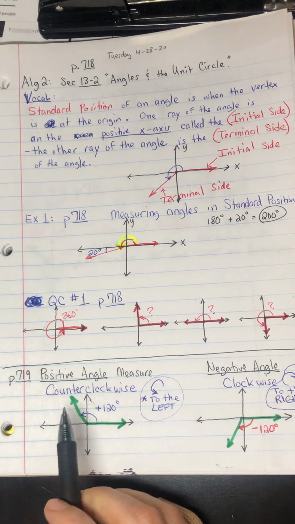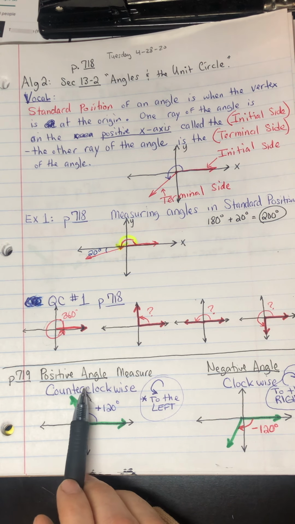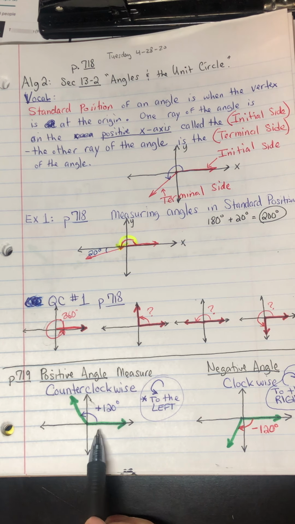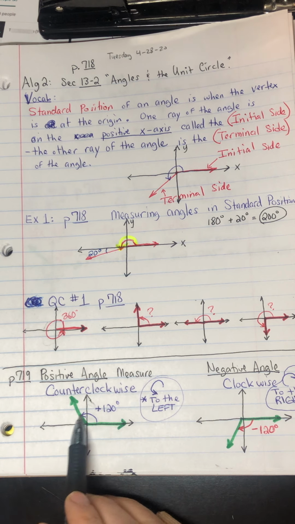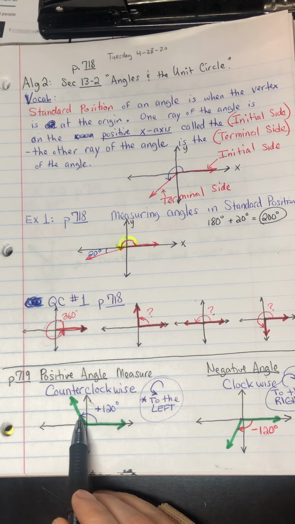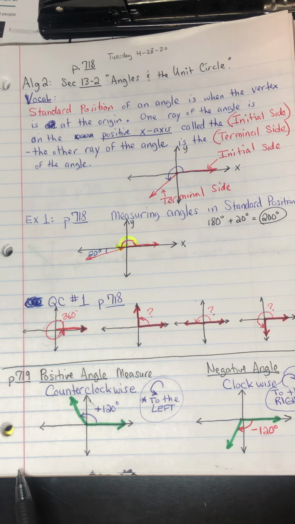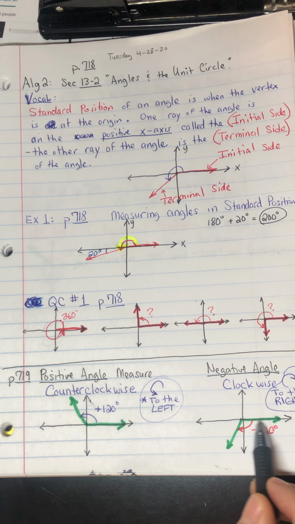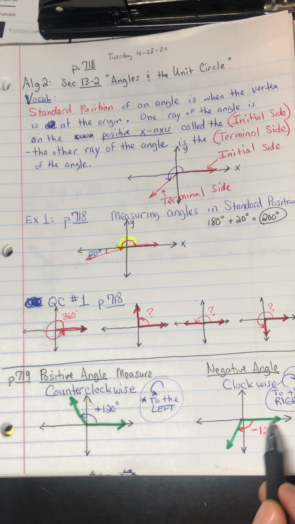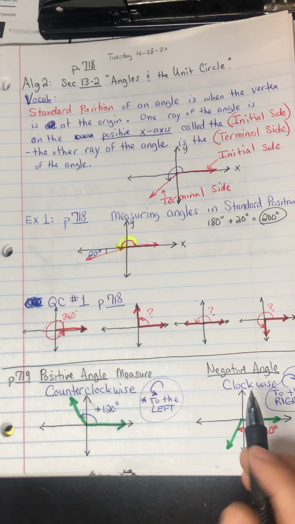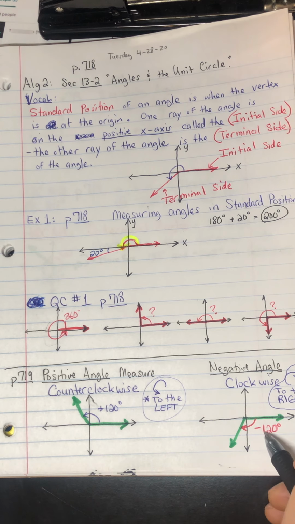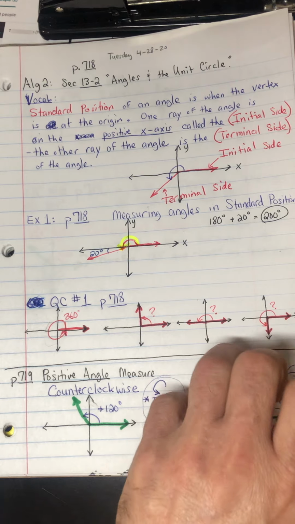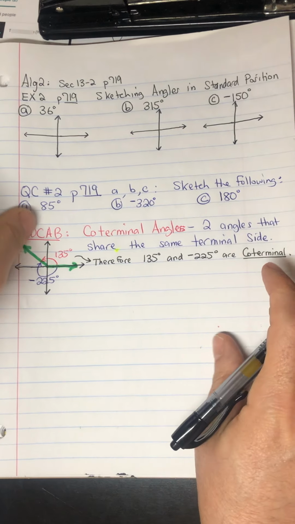Let's continue. Again, I talked about positive and negative angle measurements. A positive angle is an angle starting at the initial side, the positive x-axis, and going to the left, counterclockwise. That's positive 120 degrees, for example. This angle here, we're starting at the initial side, the positive x-axis, and we're going to the right, clockwise. Whenever you measure an angle to the right, it's a negative degree measure. So this angle here is negative 120 degrees. Let's continue to example 2 now.